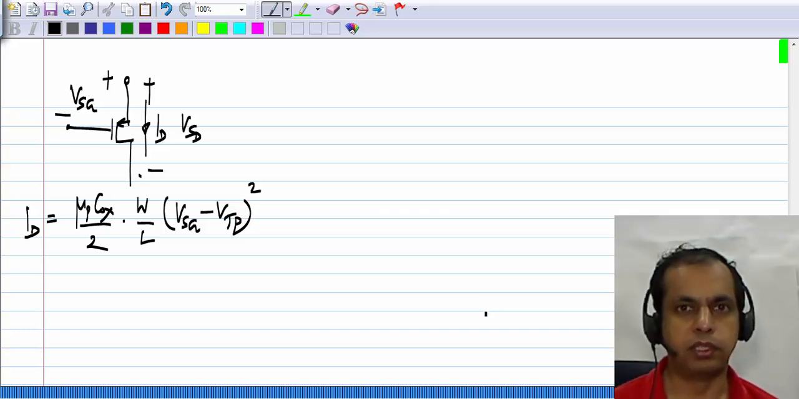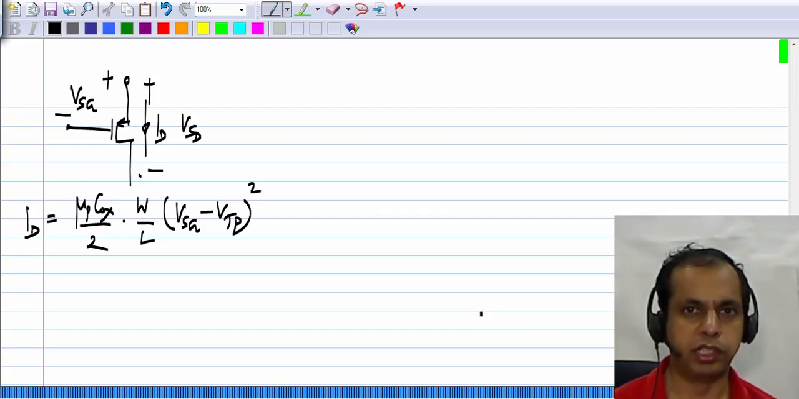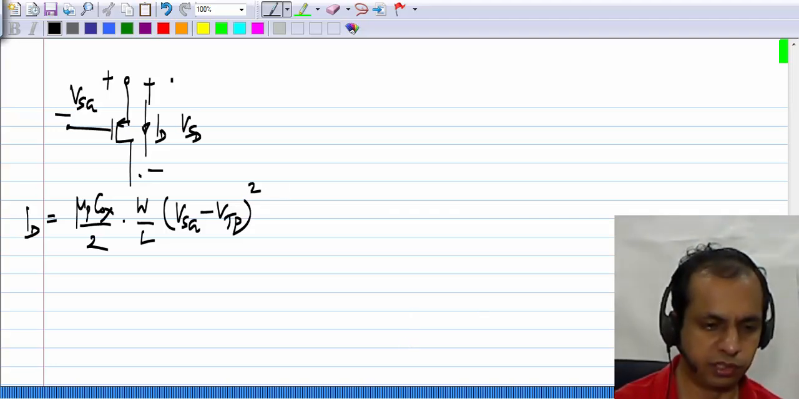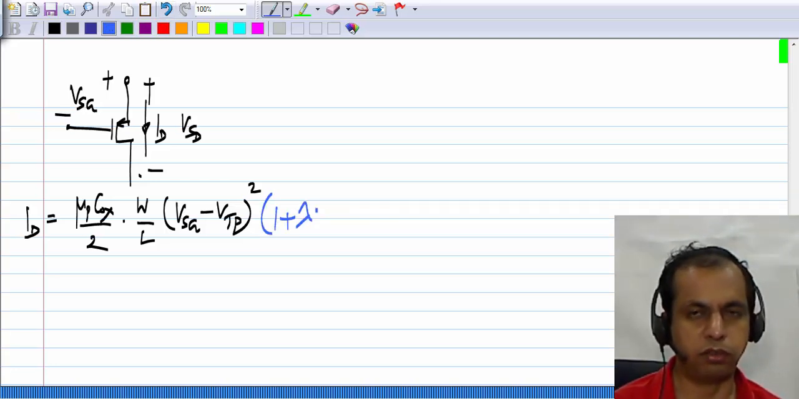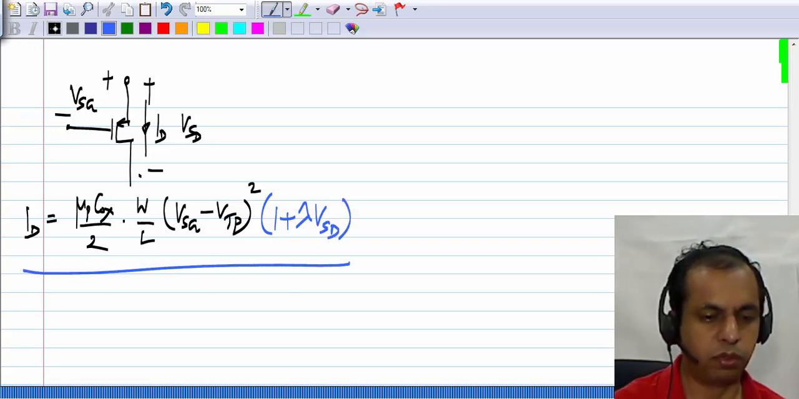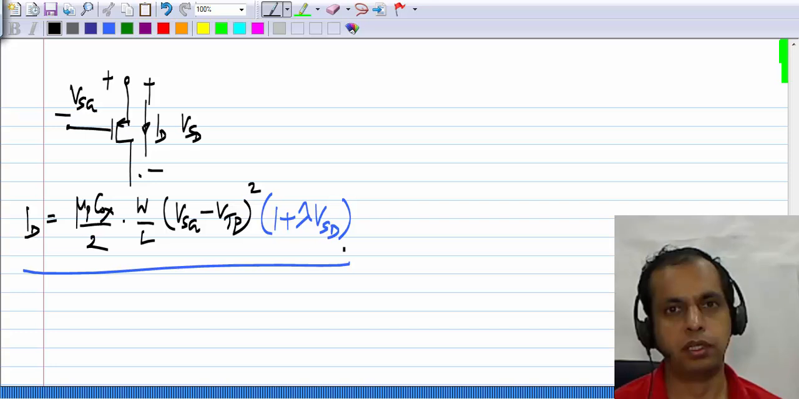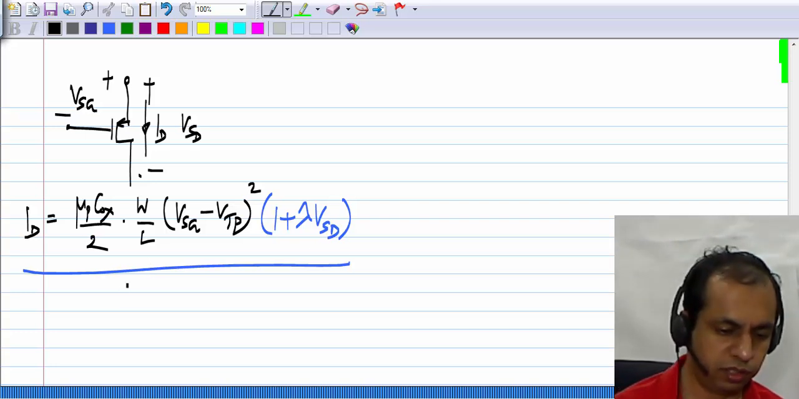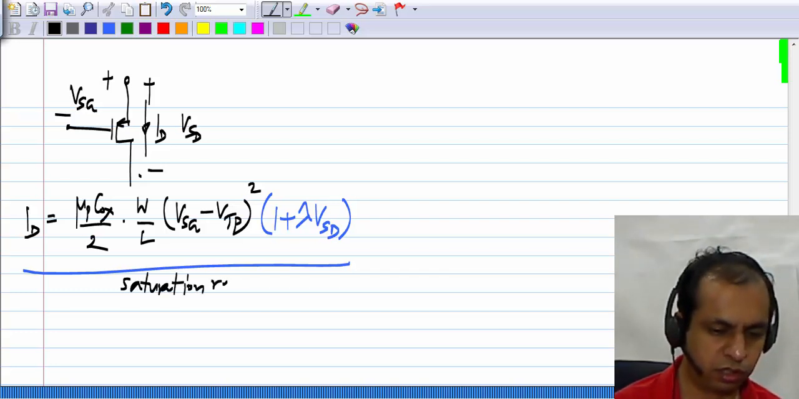And just like with the NMOS transistor, there can be channel length modulation, or dependence of the drain current on VSD in the saturation region, and that is denoted by an additional factor 1 plus lambda VSD. I won't draw the graph corresponding to this, but it will be the same as that in the NMOS transistor. This of course is only in the saturation region.